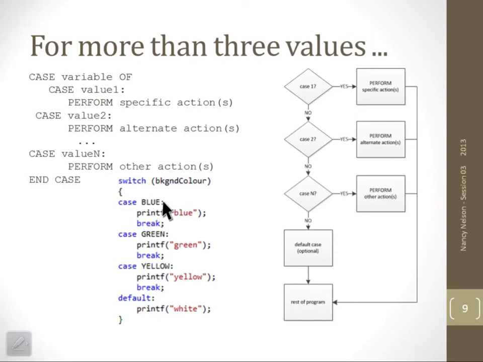And if the case is blue, we're going to print the string blue, and then we need this break to skip over the rest of the cases and get to the end. If the case isn't blue, it will come down and it will check to see if it's green. If it's green, it will print green and break to the end. If it's not green, it will test for yellow. If it is, it will print yellow, then break to the end. And in this case, if it wasn't blue or green or yellow, it will print white.